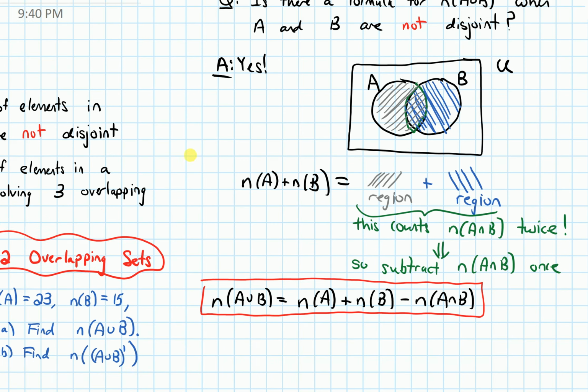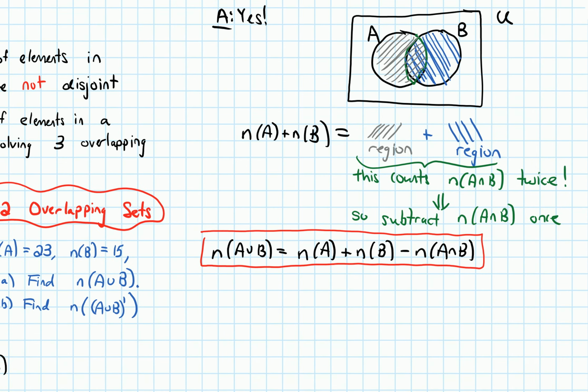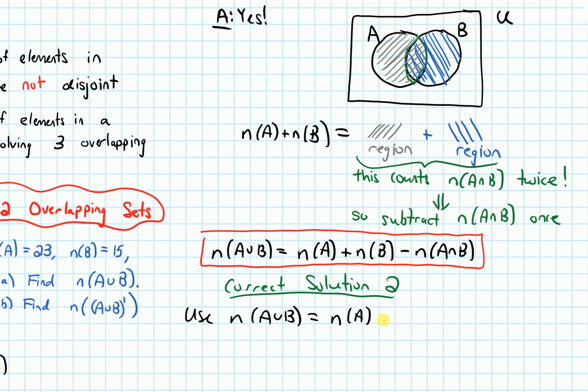So let's test this out on our question. Let's solve this using this formula. Solution number 2. So using that formula, the number of elements in A union B is the number of elements in A plus the number of elements in B minus the number of elements in A intersect B. And I plug in for everything that I know.